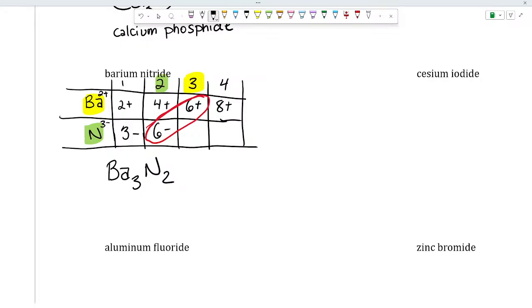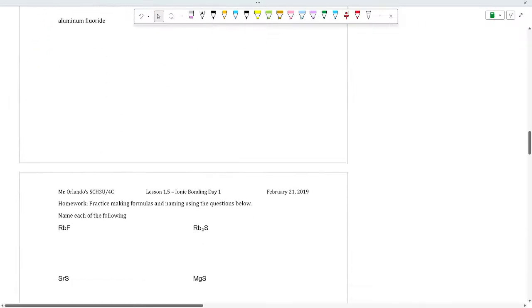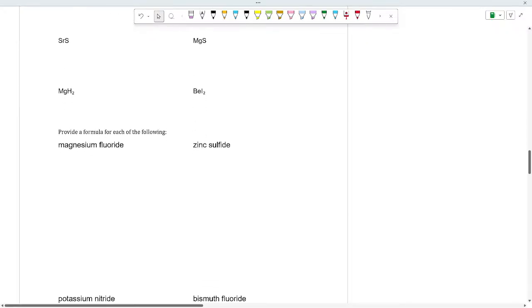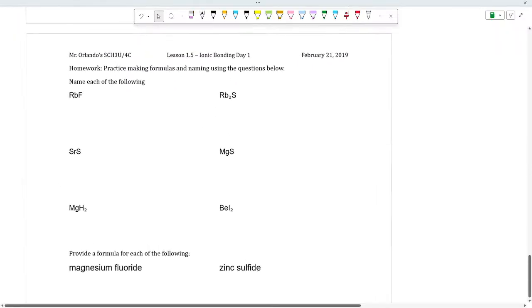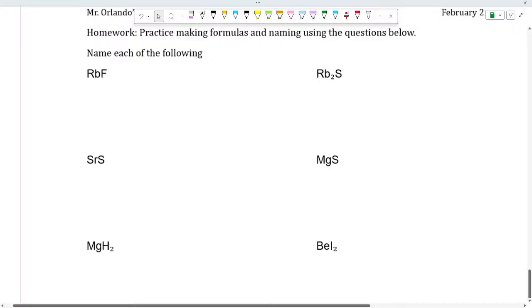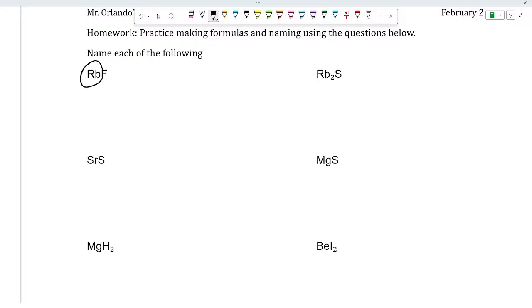Does that feel somewhat okay? All right. I want you to practice the rest of the sheet. And I also want you to practice naming. Naming of these is absolutely trivial because you don't need to worry about prefixes. Again, prefixes aren't for ionic compounds. They are for covalent compounds. So as soon as you see a metal, there's no prefixes. Like rubidium, that's ionic. No prefixes, no mono, no di, no tri.